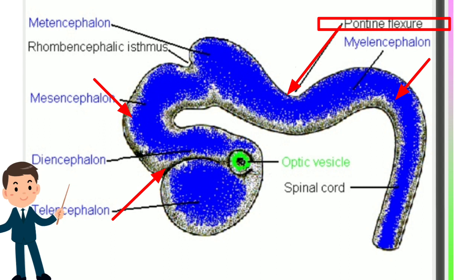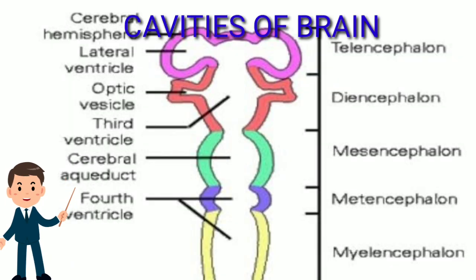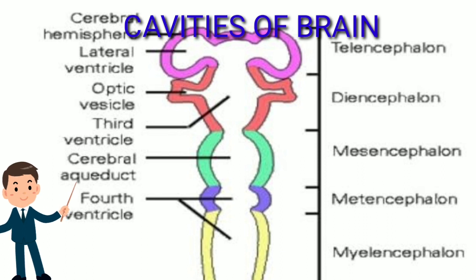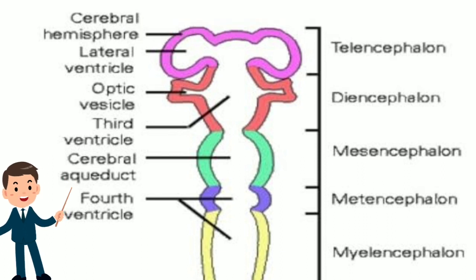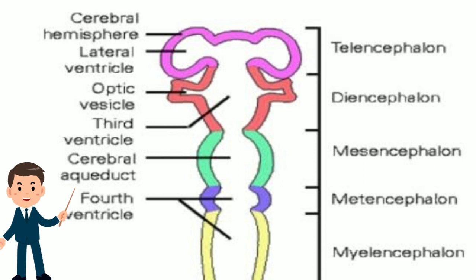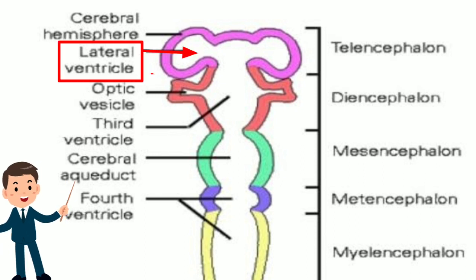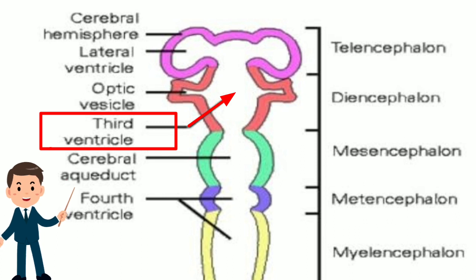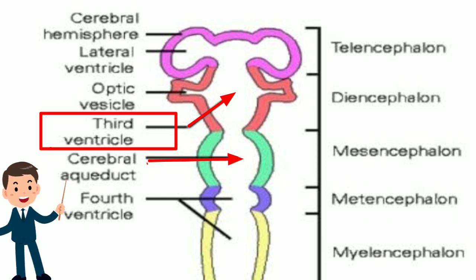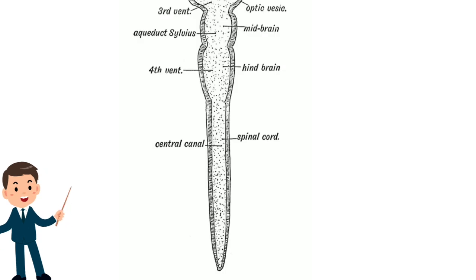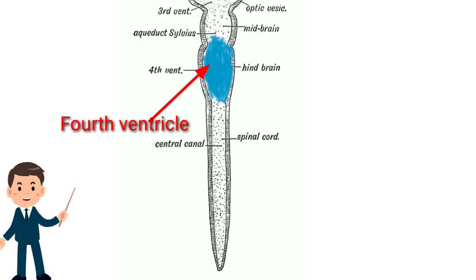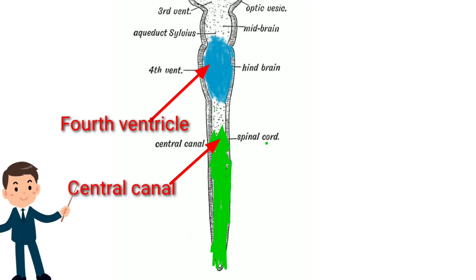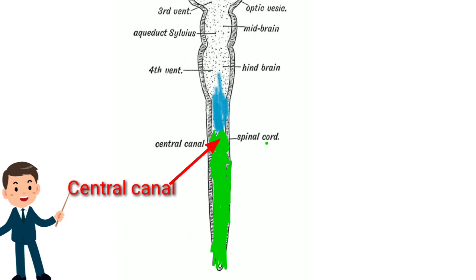Next, let us see about the cavity of the neural tube. On the formation of brain vesicles, the cavity of the neural tube gets converted into ventricles and communications are as follows. The cavity of the telencephalon develops the lateral ventricles. The communication between the cavities of the telencephalon and diencephalon develops the interventricular foramen of Monro. The cavity of the diencephalon forms the third ventricle. The cavity of the mesencephalon forms the cerebral aqueduct of Sylvius that connects the third and fourth ventricle. The cavity of the rhombencephalon forms the fourth ventricle. The cavity of the spinal cord forms the central canal of the spinal cord and its terminal ventricle.